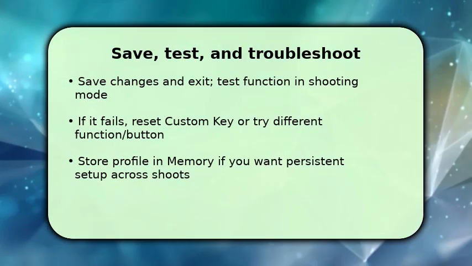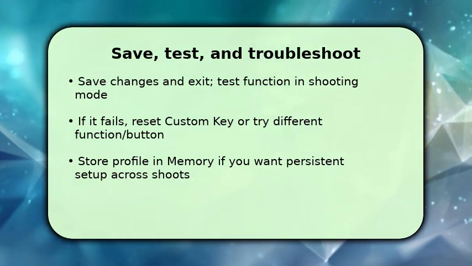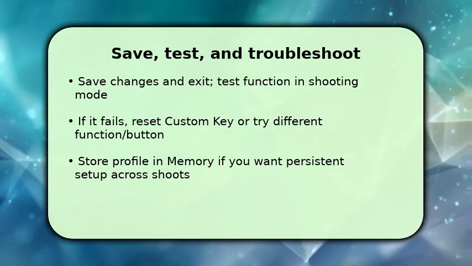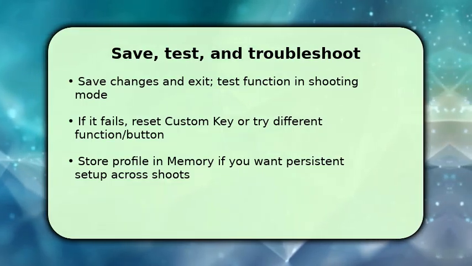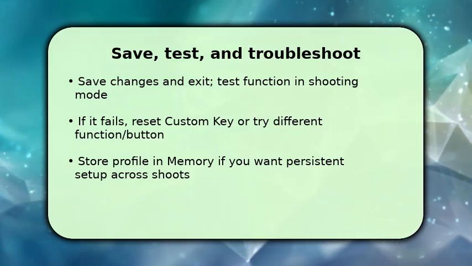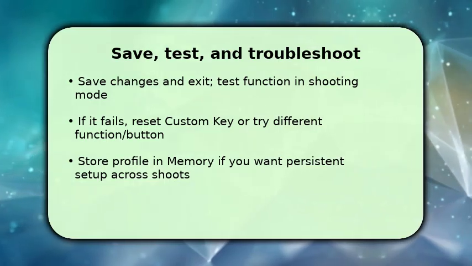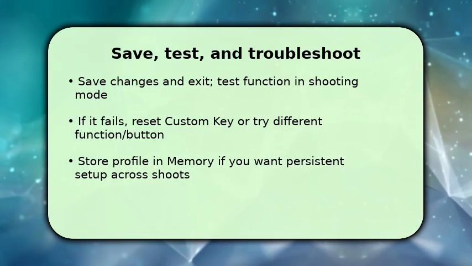You finish by saving and exiting the menu, then immediately test the new button in the shooting mode you use most. If the button doesn't behave as expected, make sure you assigned it for the correct mode, stills versus movie, and that no conflicting custom assignments exist. If needed, reset the custom key or pick a different button.